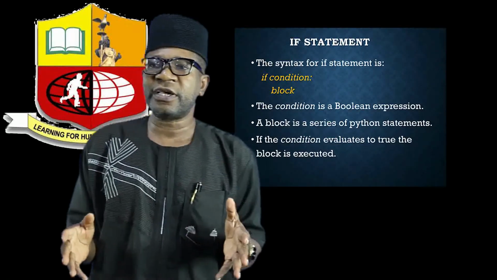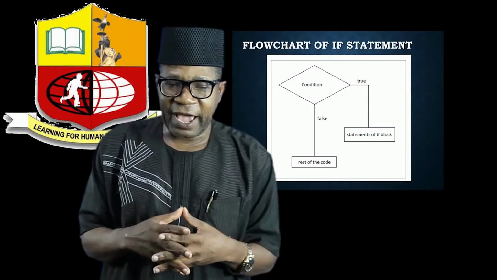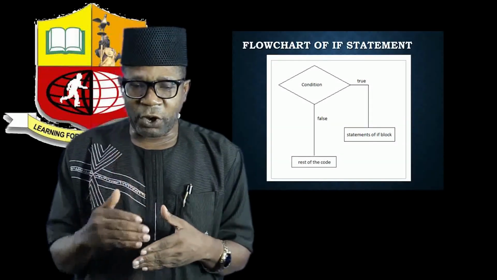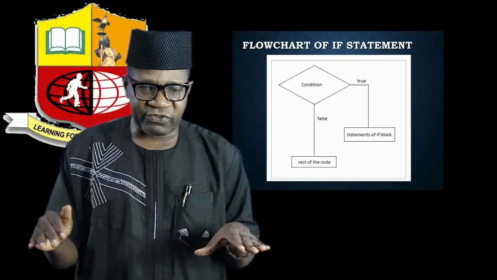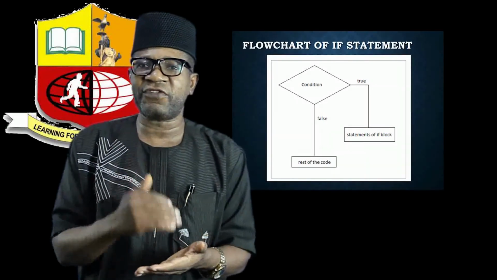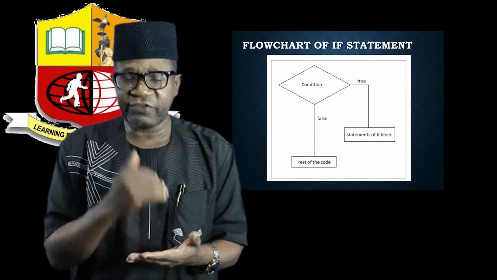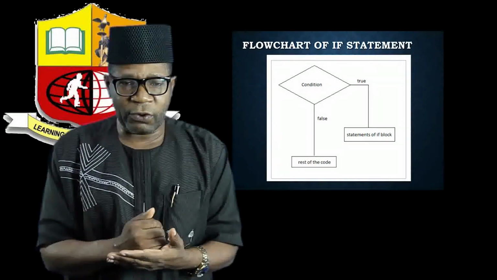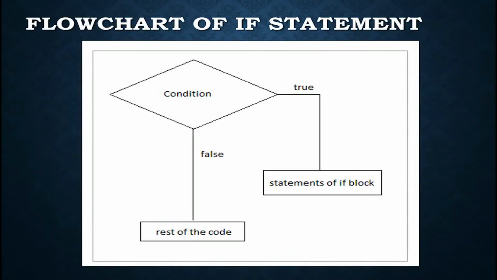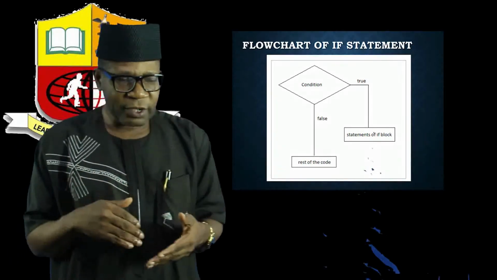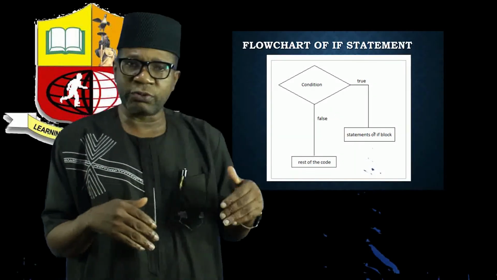So this is the flowchart. If the condition evaluates to true, the block is executed. Otherwise, nothing happens. For every if statement that I explain, I will give you the flowchart so that you can have a perfect understanding. In the flowchart for if statement, on the right hand side of the decision, you can see the bottom part of it, the false. If the condition is true, then the block is executed, all the statements that follow, and otherwise the rest of the code is executed.